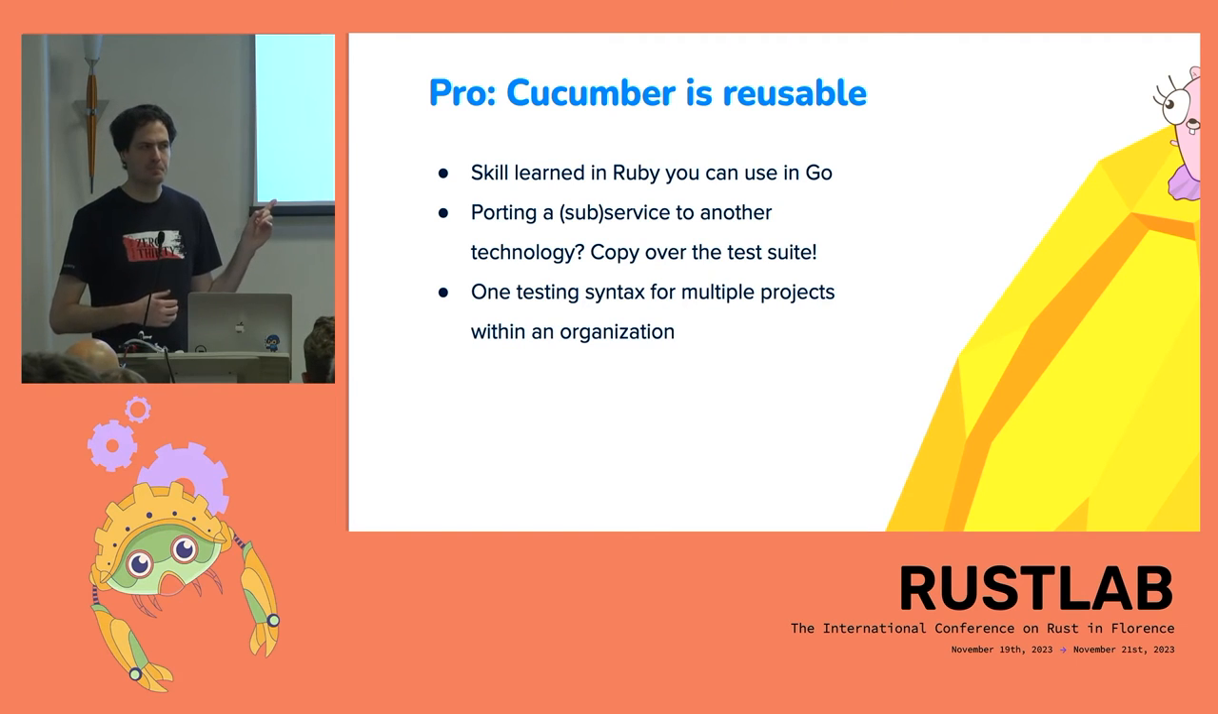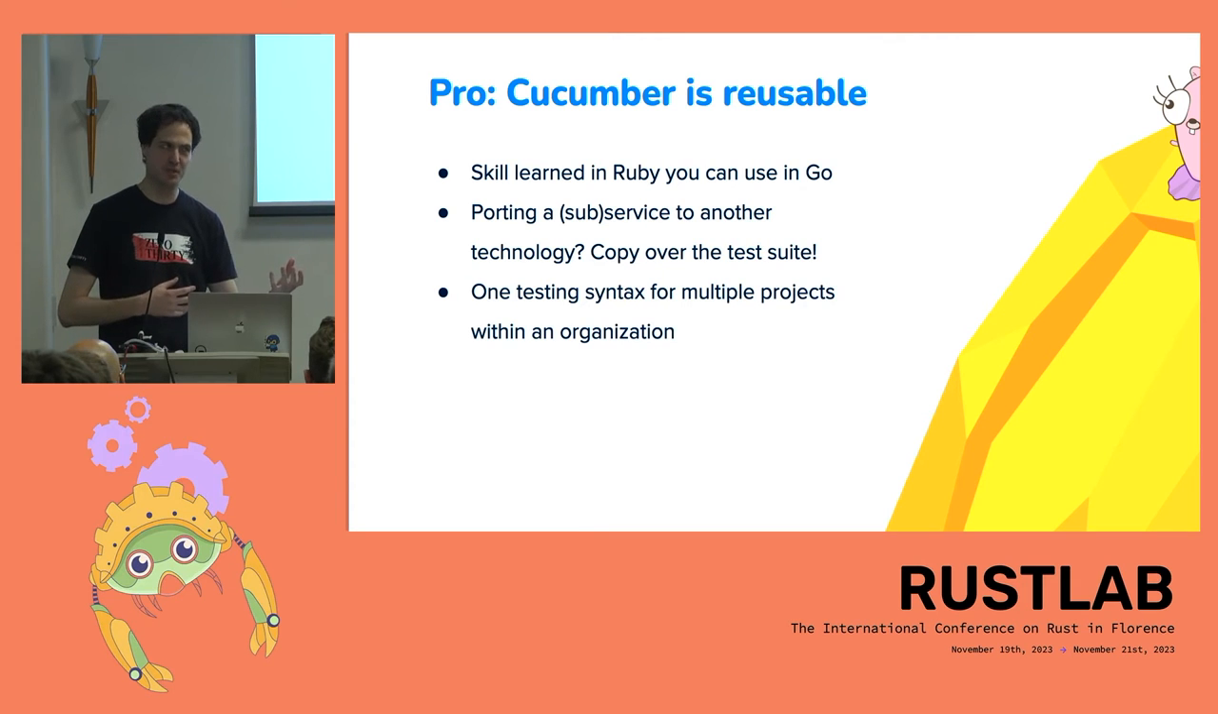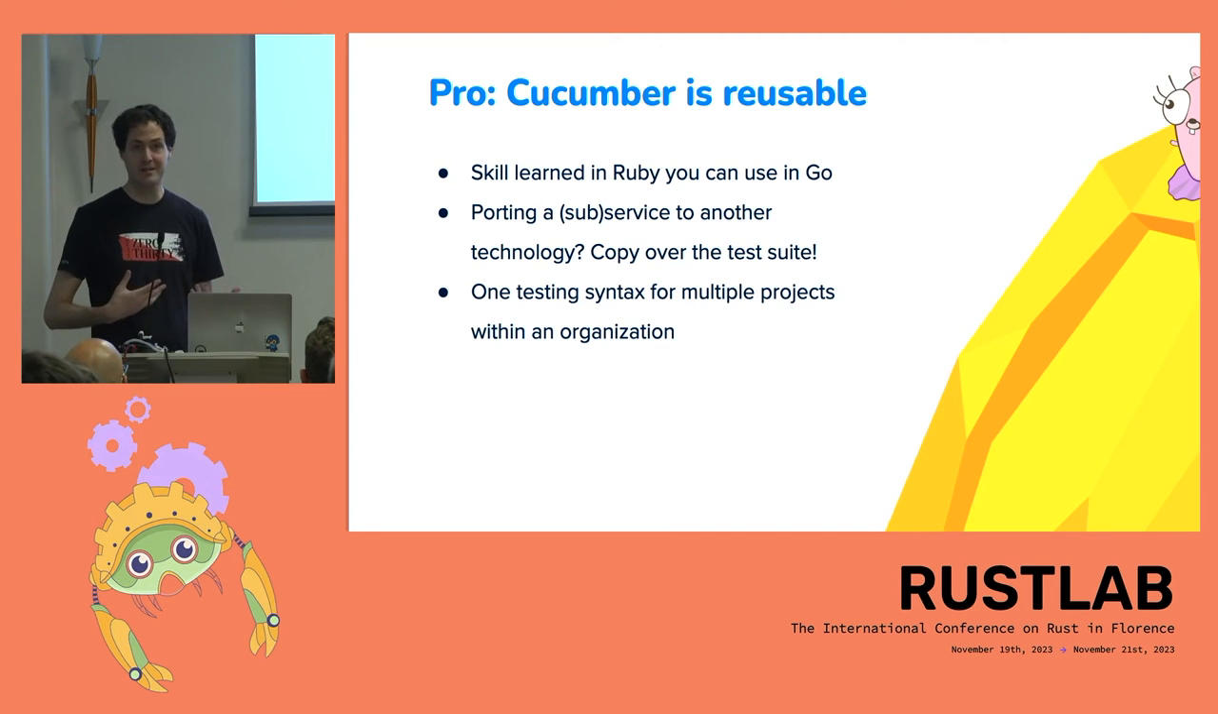And in the networking library example, we use JavaScript to run the test. We kind of want to try running it from a Go perspective, so I have more control on the back end. And then within Go, I'll spin up a browser to test the JavaScript end of things. But then I don't have to change my test suite, because it's just Cucumber. I can reuse it. And we have one testing syntax for multiple projects in our organization, which is nice.